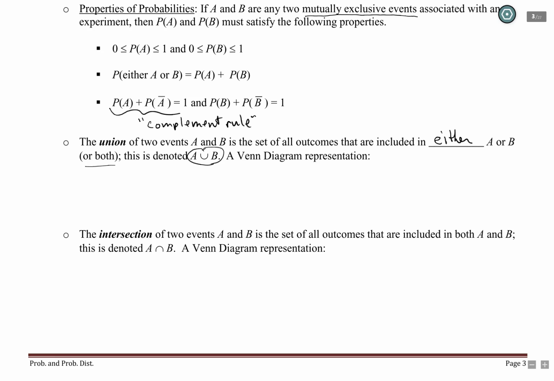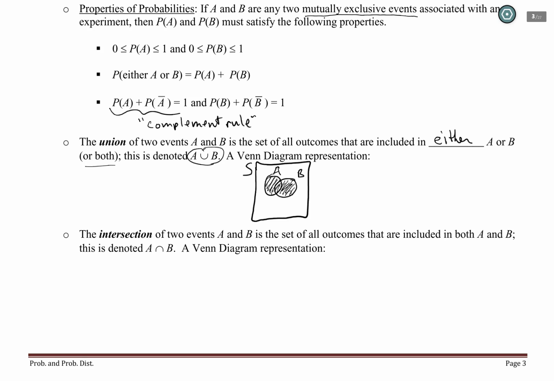A Venn diagram that represents this, again, we have our square. S is our sample space. For A union B, I've drawn A and B as these circles here that have some overlap and some non-overlap. And so the union is everything in A or B or both. So the shaded part is the union of A and B.